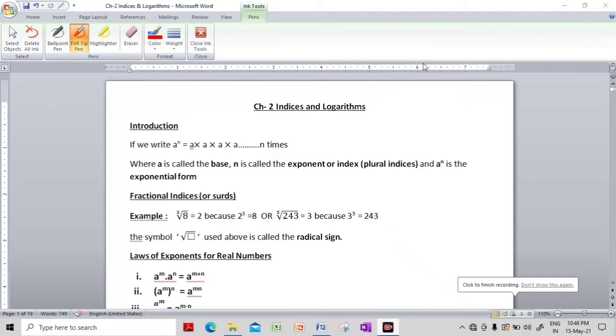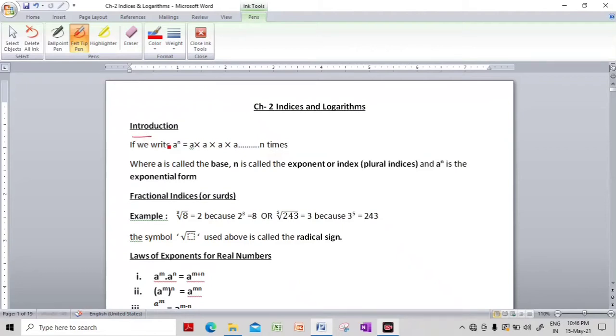Today we will be studying chapter number 2, Indices and Logarithms. I have started this chapter because some topics you have already studied in your previous classes. So let us start this. First we will be doing the introduction part.